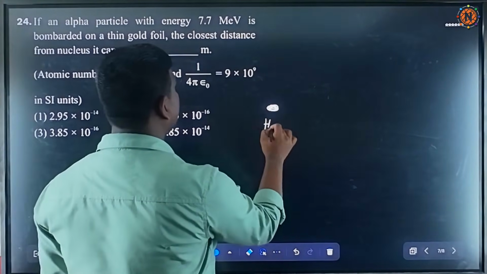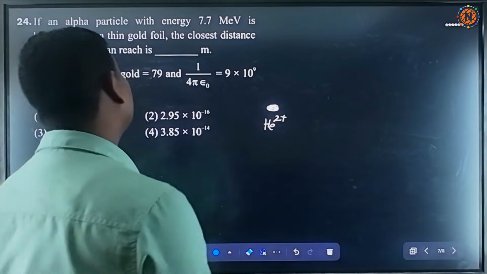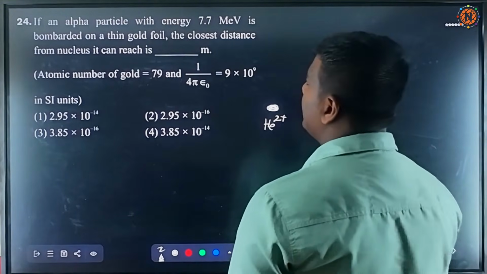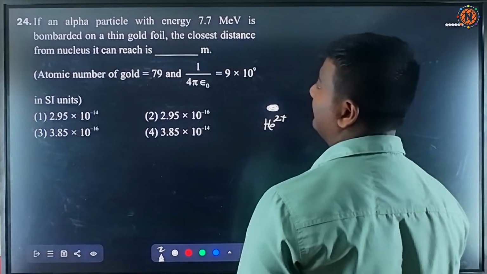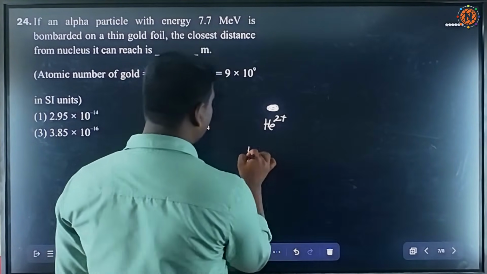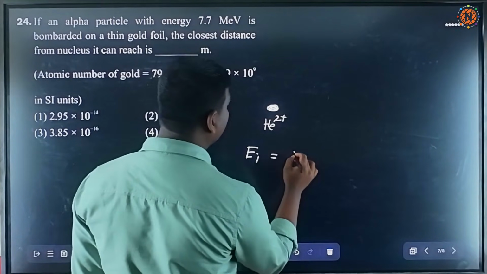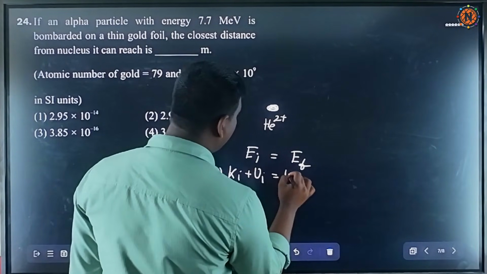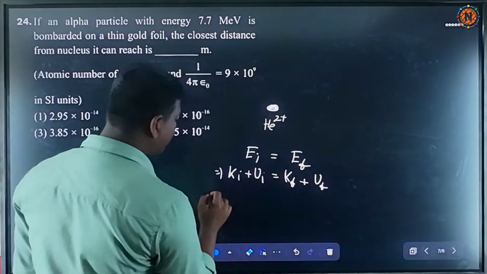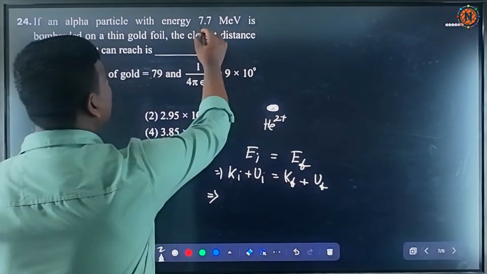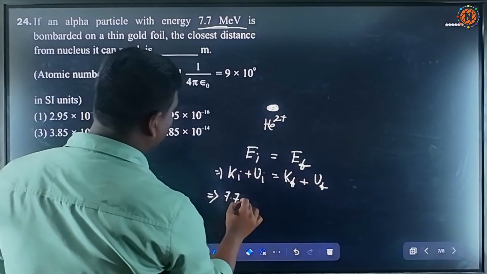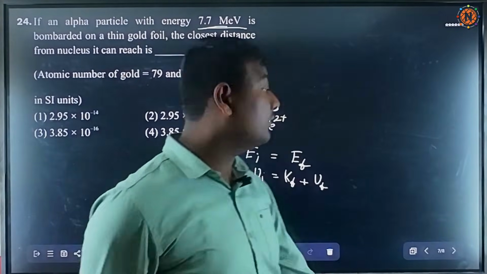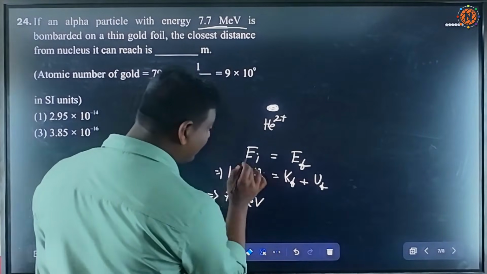Okay, let's go to the next question. If an alpha particle, that means a helium 2+ nucleus, is having some kinetic energy, we need to find the closest distance from the nucleus. Here we need to apply the energy conservation theorem: initial energy equals final energy. That means initial kinetic energy plus initial potential energy equals final kinetic energy plus final potential energy. Now see, initial kinetic energy is total 7.7 mega electron volt, because the helium nucleus and the gold foil are at a very far distance, so there will be no potential energy between them. Potential energy will be 0.